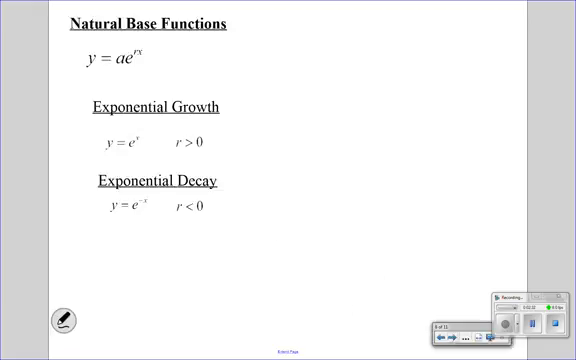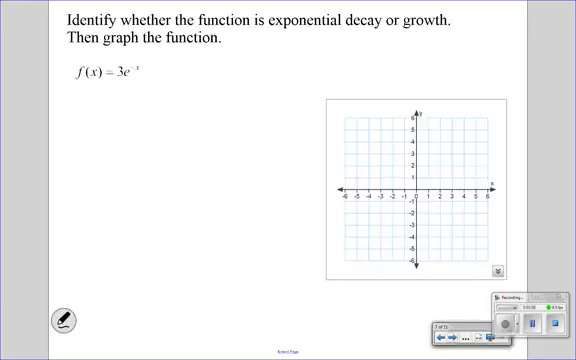Now, yesterday we talked about exponential growth and decay functions. We're going to talk about natural base functions that also grow or decay exponentially. So these are the form y equals a times e to the rx. So e is going to be our base, and so that's not going to determine our growth or decay anymore. Now it's our exponent. So if our r is greater than 0, if our exponent is positive, it's going to be exponential growth. And if our r is less than 0, if our exponent is negative, it's going to be exponential decay.